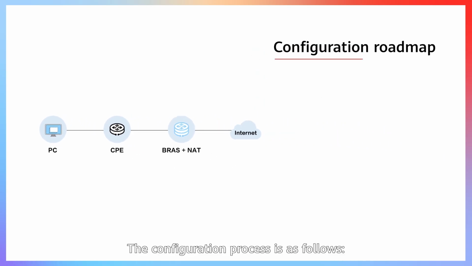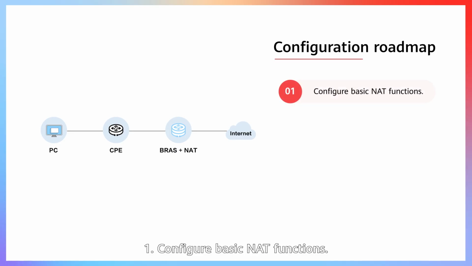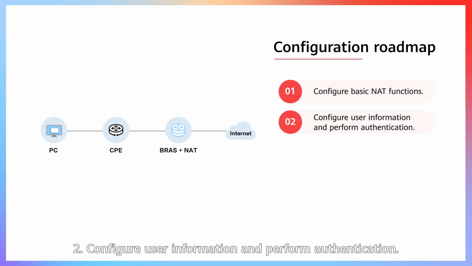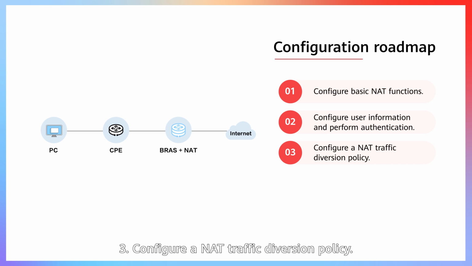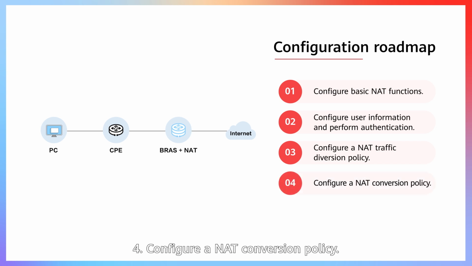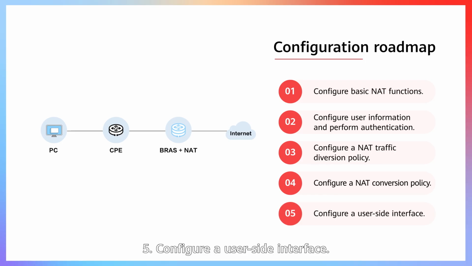The configuration process is as follows. First, configure basic NAT functions. Second, configure user information and perform authentication. Third, configure a NAT traffic diversion policy. Fourth, configure a NAT conversion policy. Fifth, configure a user-side interface.